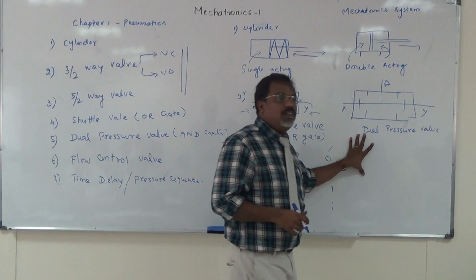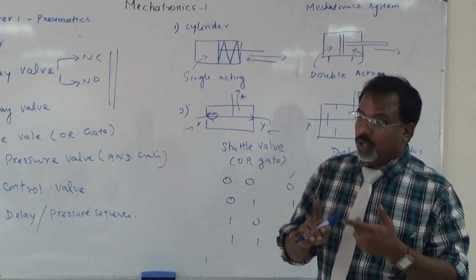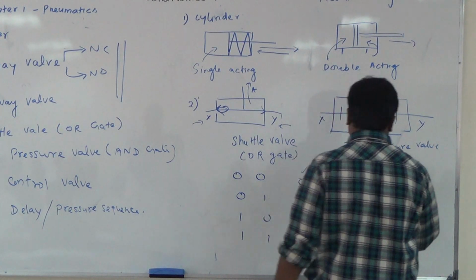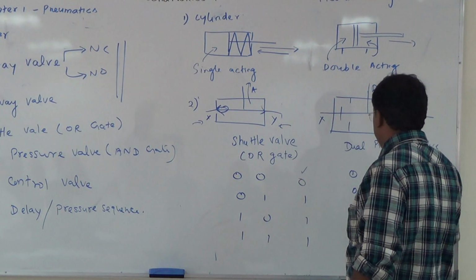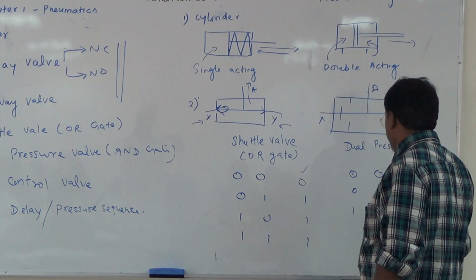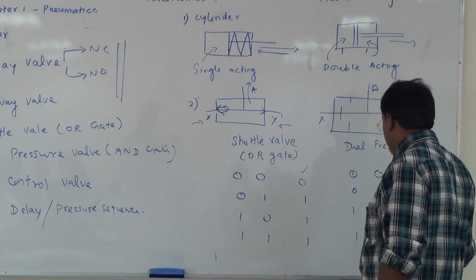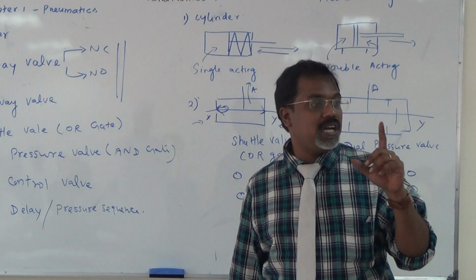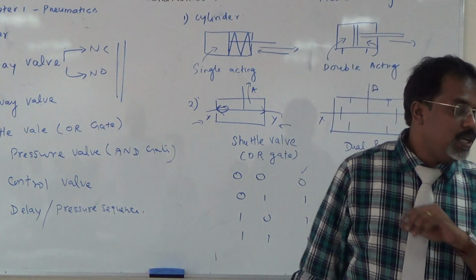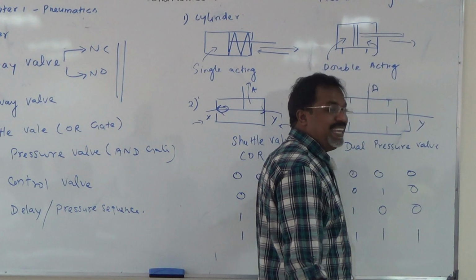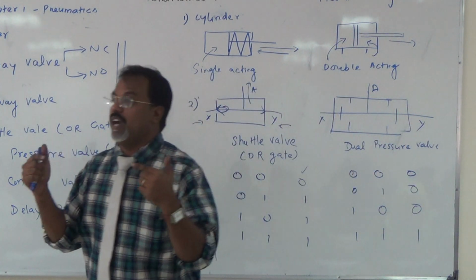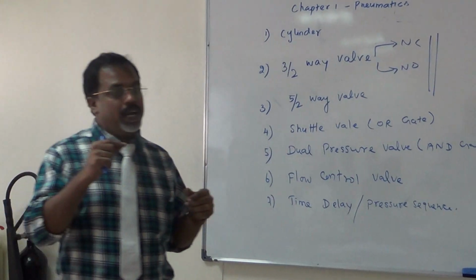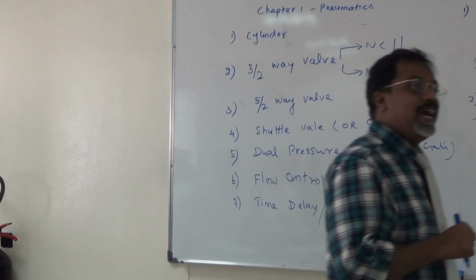The dual pressure valve is the AND gate. What is meant by AND gate? You need both the inputs at the same time. 0, 0 is 0; 0, 1 means 0; 1, 0 means 0; 1, 1 means 1. Only one case will give output. So both the inputs are required to get output. See that 1, 1: if you give both X and Y inputs, only then will the output path open and you will get output from the AND gate.